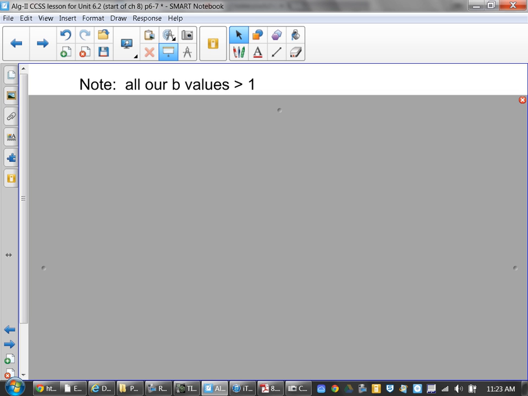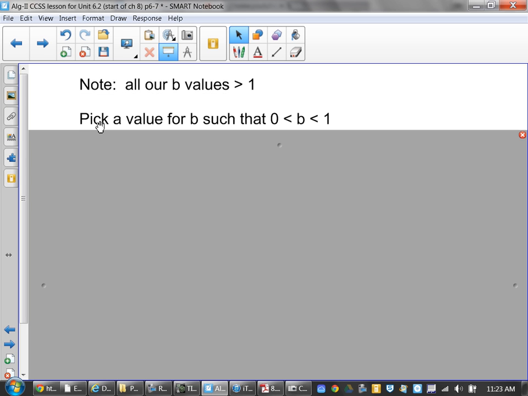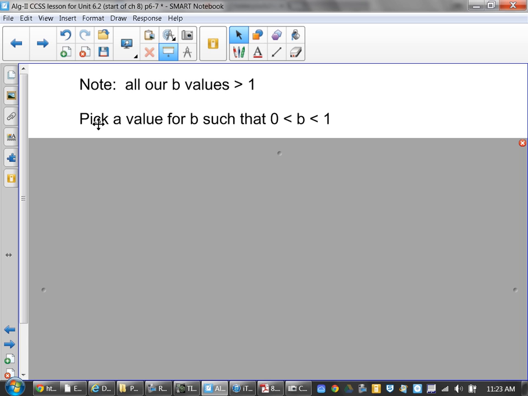And our graphs, remember, were either increasing going from left to right or decreasing going from left to right. Remember that? Now, decay problems, exponential decay, have a very subtle difference. What I want you to do is we're going to plot a parent function of decay. So give me some b value that's between 0 and 1.